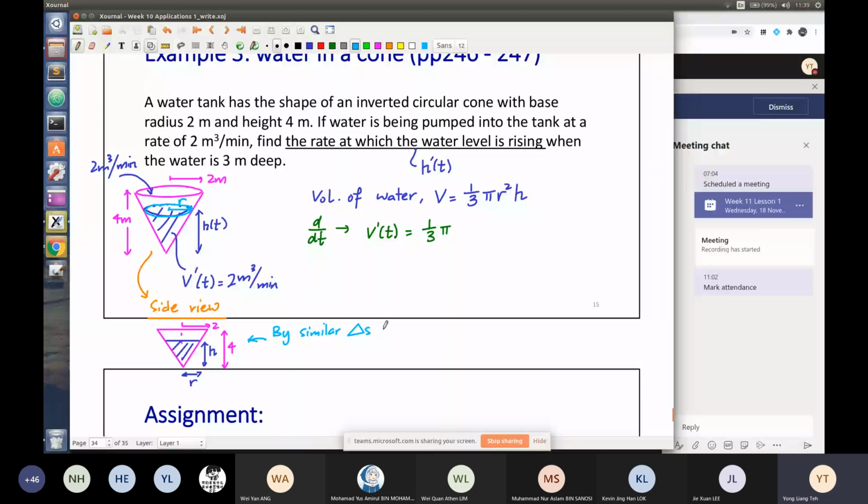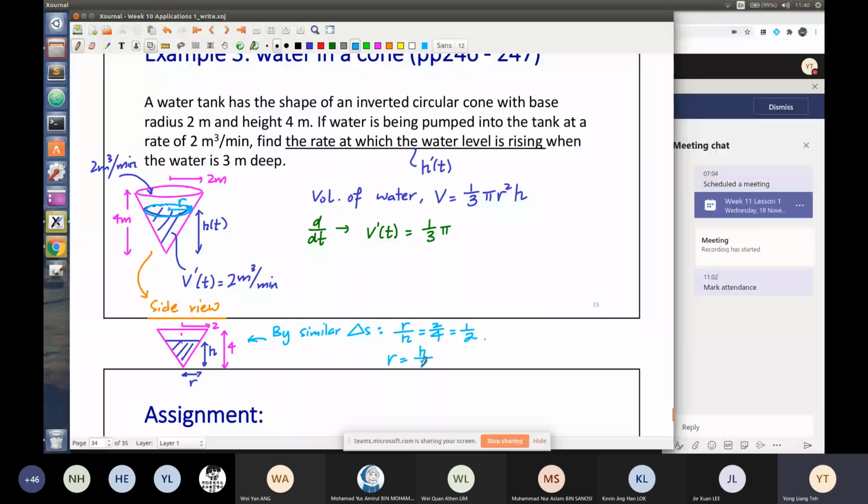From here, by similar triangles, we can write r over h is equivalent to 2 over 4. The ratio must be the same: radius over height. So r over h equals 2 over 4, which is clearly just half. This is a simple relationship. I want to express r, because I'm trying to get rid of this variable here. So r is equal to h over 2.